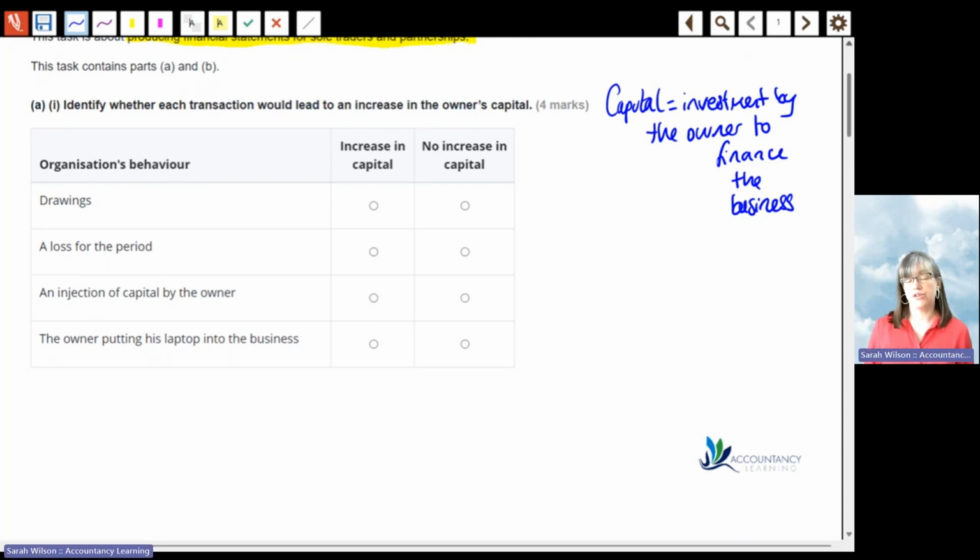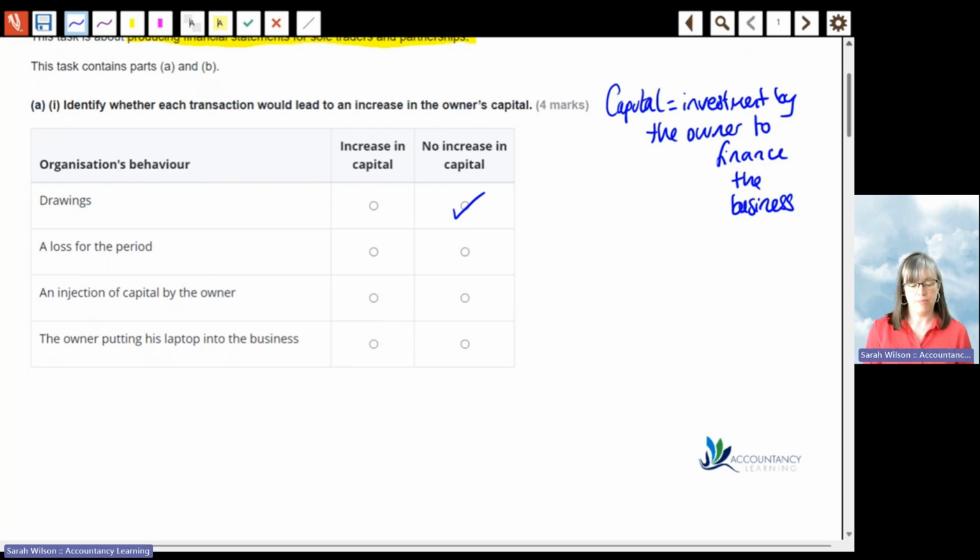So the first one we're given is drawings. Now, drawings are in fact the opposite of capital. So capital is that investment in the business, and drawings is when the owner draws out from the business. So that would actually effectively reduce the capital. So for the answer to this question, it would be that there's no increase in capital.